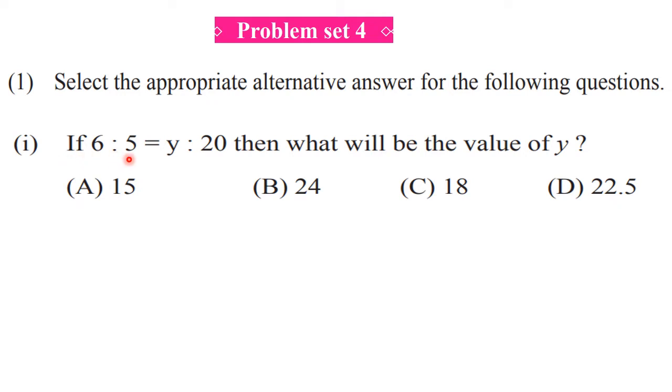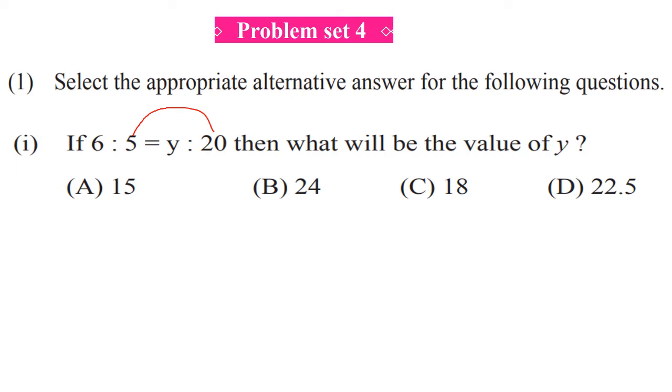If 6 is to 5 is equal to y is to 20, then what will be the value of y? Now here, this question is based on the property a upon b is equal to ak upon bk. That means we always have some common multiple for the given ratio here. So we need to find that. All of you will compare the second term of both the ratios, because in the first term here we have the unknown. So always compare the second term. See here, 5 and 20.